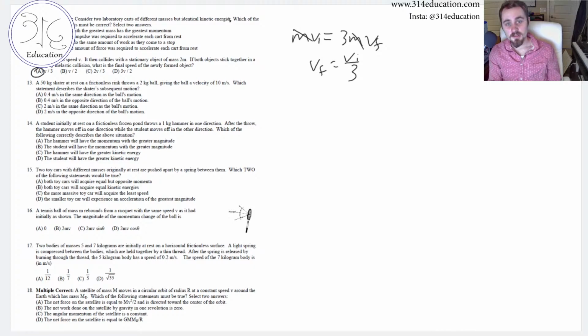Next, we've got a 50-kilogram skater at rest on a frictionless rink who throws a 2-kilogram ball, giving the ball a velocity of 10 meters per second. Which statement best describes the skater's subsequent motion?